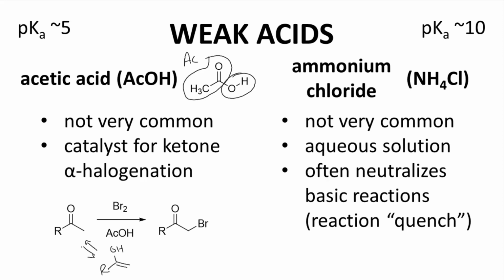The other weak acid is ammonium chloride, which is normally used in concentrated aqueous solutions. I do not normally mention ammonium chloride in my courses, but I know that some people do. Sometimes people will use ammonium chloride as a very weak acid to neutralize basic reactions. This is a reaction quench.